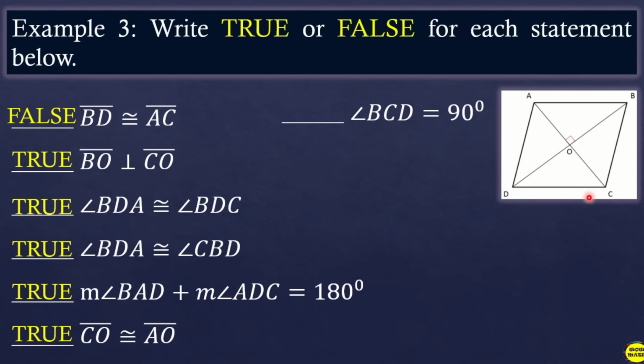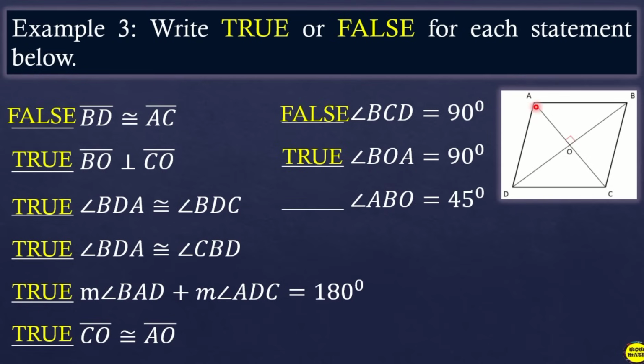Okay? So, is this true? False. Since this is a rhombus, we cannot have a 90-degree angle at our vertex. Next, angle BOA. Is this 90 degrees? Yes, this is true, because all the angles formed by the diagonals are 90 degrees, or right angles.